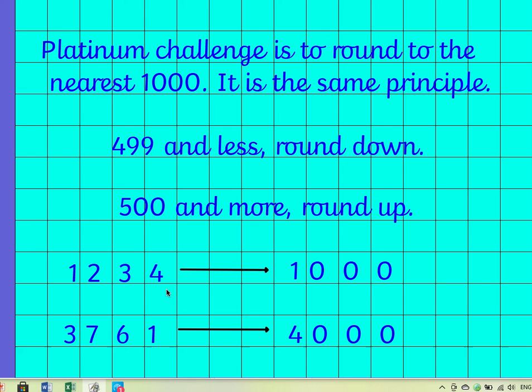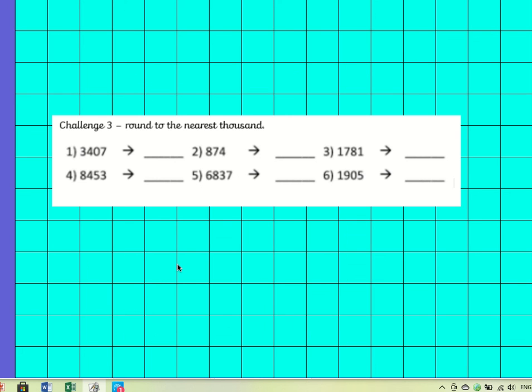My 2 examples here are 1,234, you would round down to 1,000 because 234 is close to 1,000 and 2,000. And 3,761 you'd round up because 761 is closer to 4,000 than it is 3,000. Okay, and so if you get that far, there you go, there is your next challenge. You need to round that to the nearest 1,000.